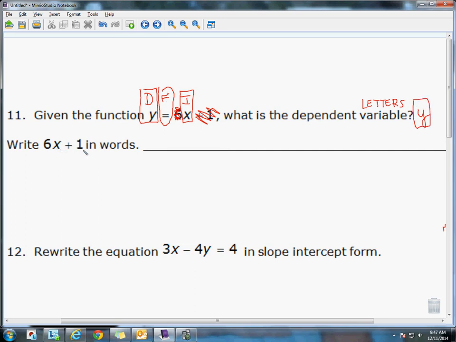Write 6 times x plus 1 in words. So we have 6 times x plus 1.